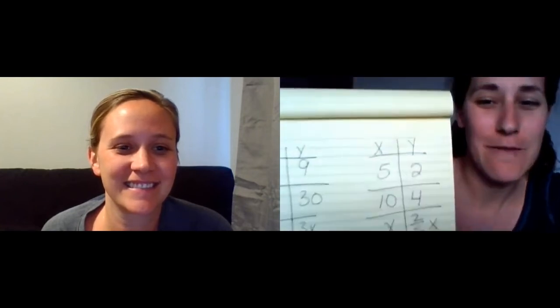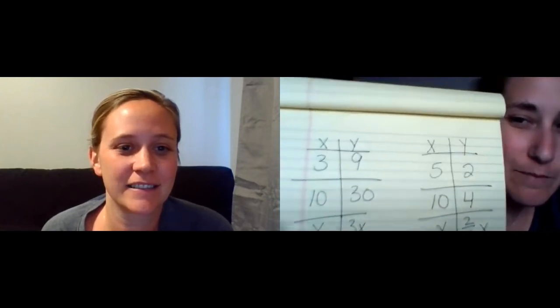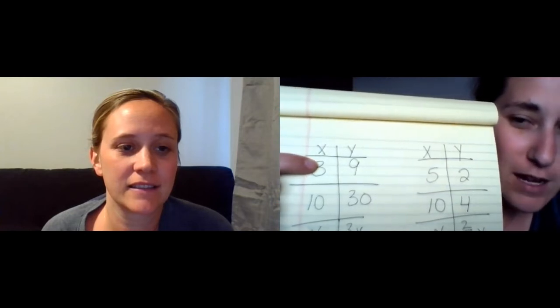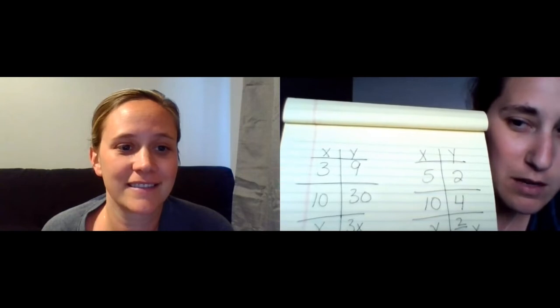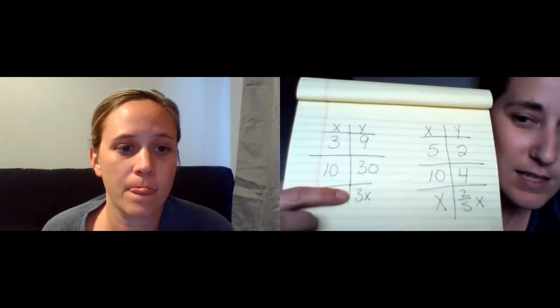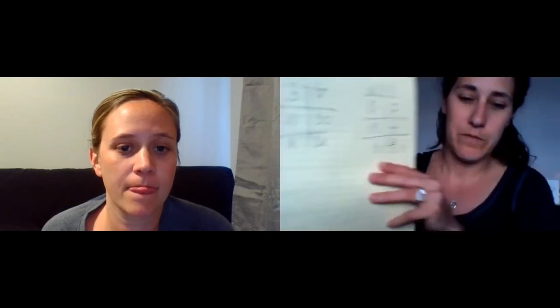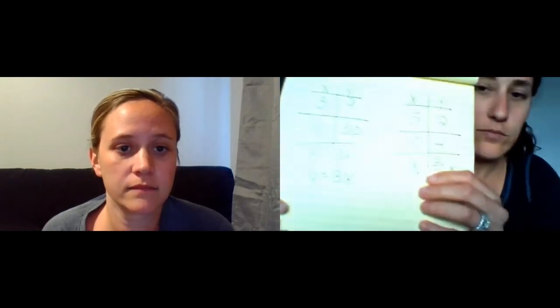The other thing that I want to show you is a reminder how to find constant of proportionality in a table. If you have something like this, remember, to find your constant of proportionality, you should take your y divided by x. So 9 divided by 3 would be 3. 30 divided by 10 would be 3. Or x times 3 would give you y. So x times 3 would give you 3x. So your equation would be y equals 3x.